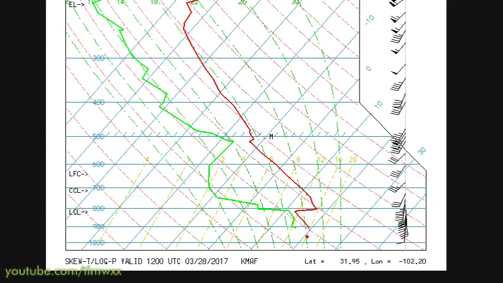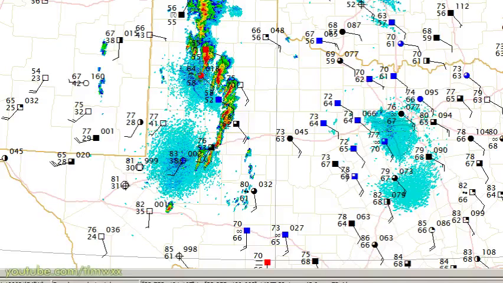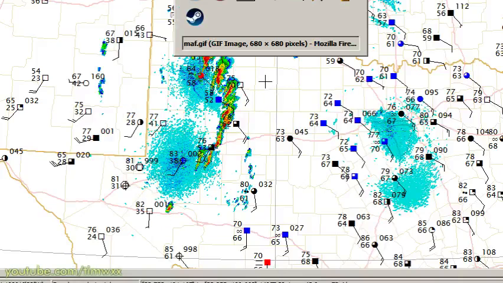But as we've seen, one problem at Midland has been the moisture erosion with that dry line pushing east of there today. Midland already down to 38-degree dew points. So pretty good erosion of that moisture there.